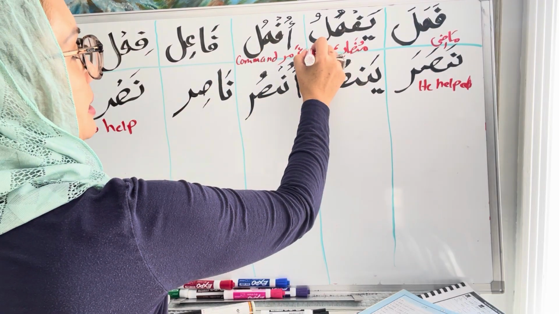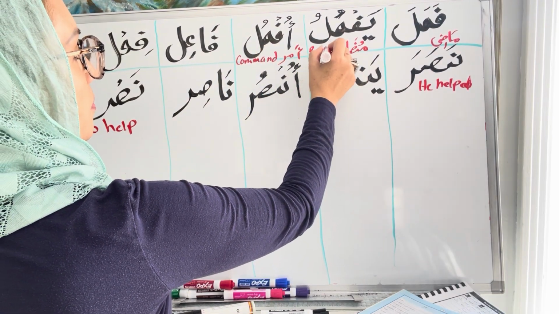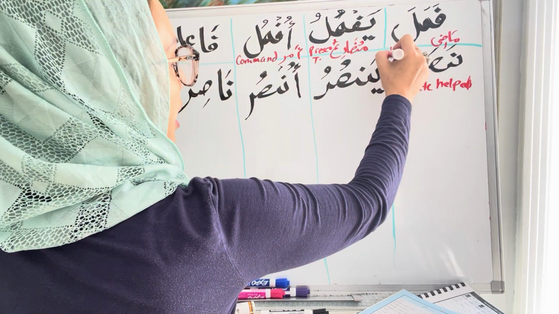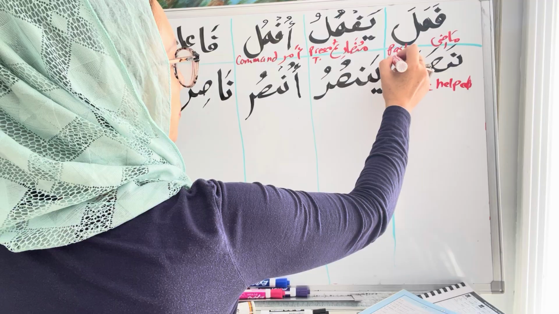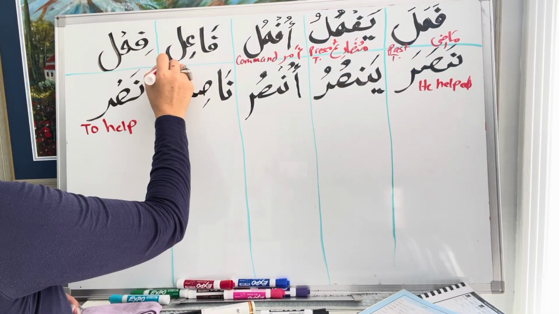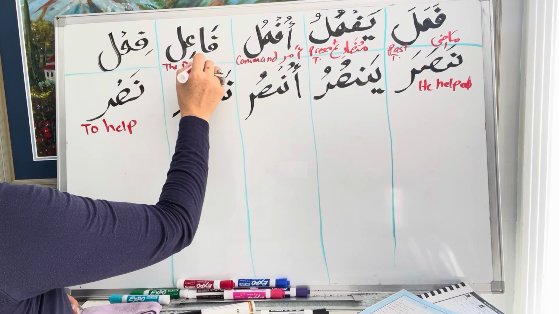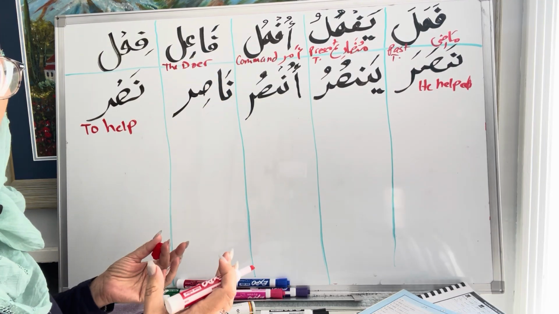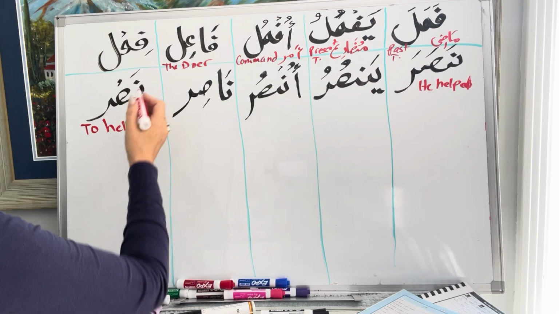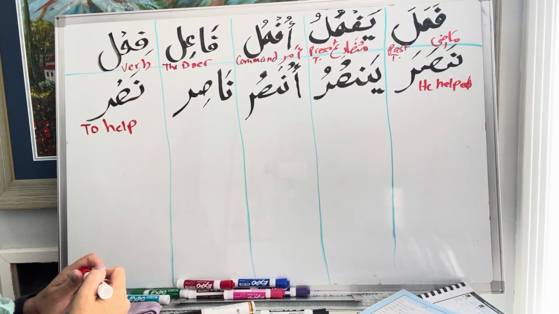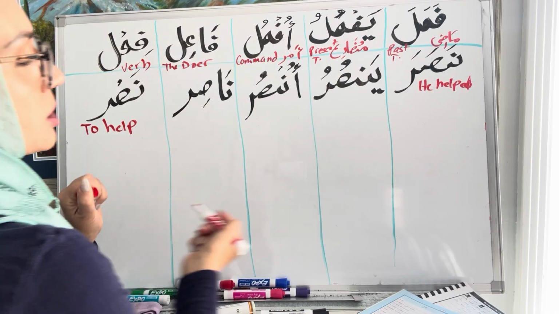And this is present tense. This is past tense. Fa'il is the doer, the person actually doing the acting of helping. And then fa'il, this is the actual verb. All right, so let's continue here.